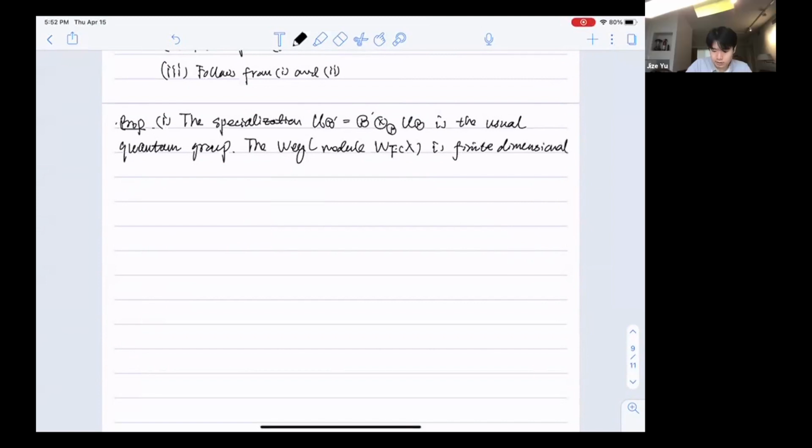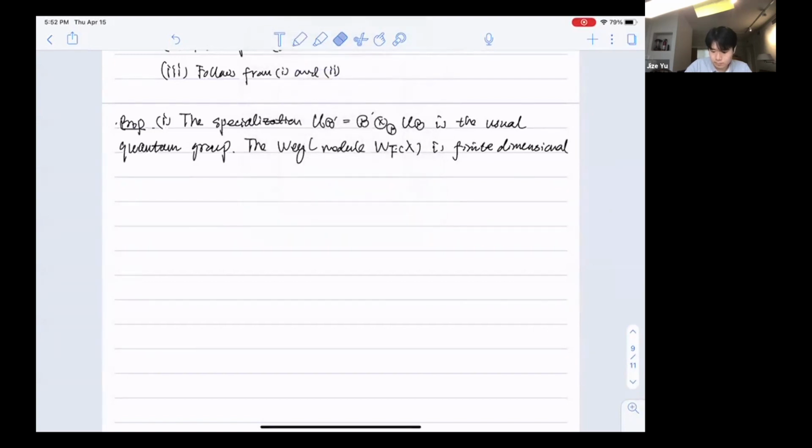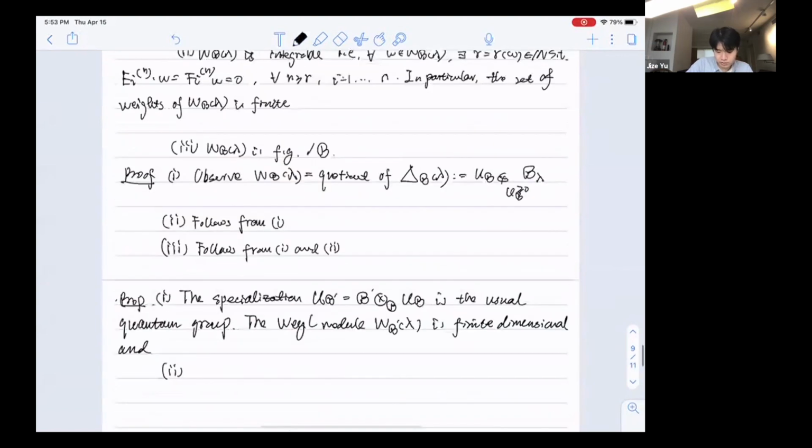Right, exactly. It's finite dimensional and irreducible.